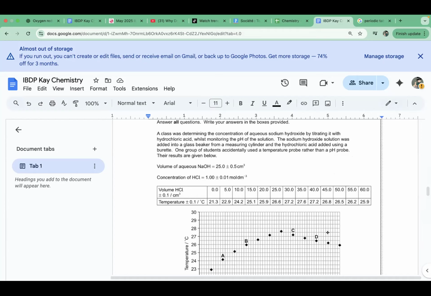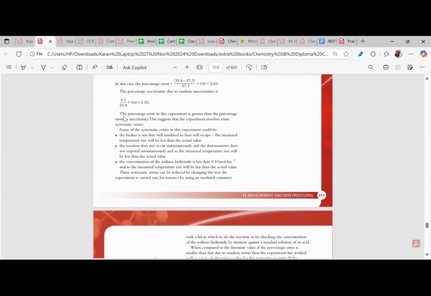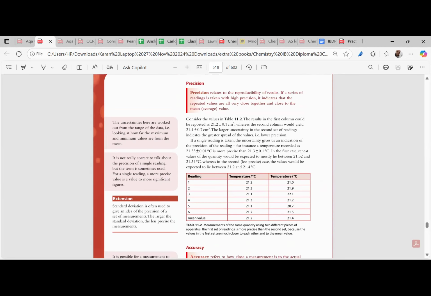Suppose in a lawn tennis match, what are accuracy and precision? Suppose in lawn tennis you have to serve here. Now the person is always serving here. So it's a good precision, understood? Good precision, but poor accuracy. Precision is doing repeated trials and getting almost the same results. Precision represents a reproducible result.